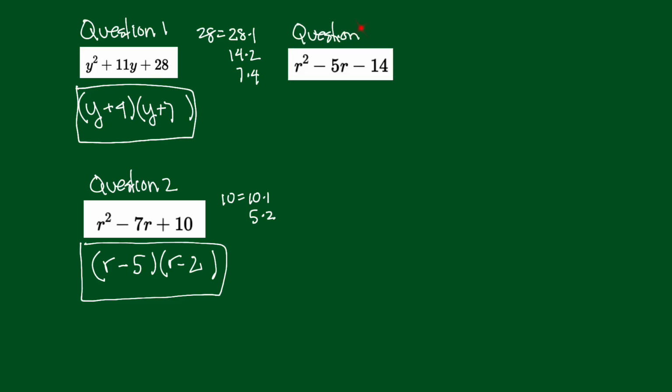Question number 3 is to factor r squared minus 5r minus 14. Now, right away I notice that the leading coefficient is a 1, and there's nothing common all the way through. No r's all the way through, and no common number all the way through. So I'm going to write my two sets of parentheses, anticipating I can do this. And because the leading coefficient is a 1, I can just write an r and an r.